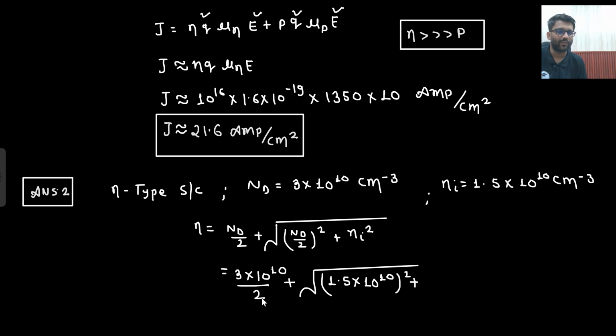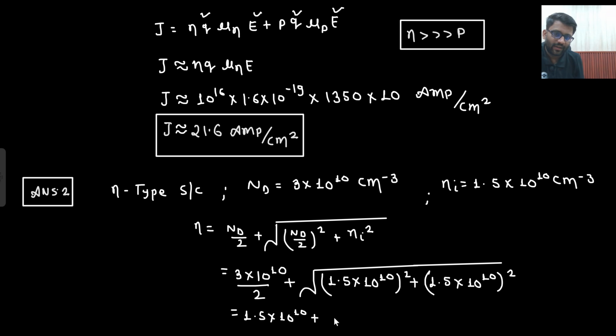3 by 2, what would that be? 1.5 into 10 to the power 10. And what is the value of Ni square? That will also be same. Basically, Ni here is equal to Nd by 2. So from here you could directly see that I could have taken Nd by 2 under root 2. So Nd by 2 into 1 plus under root 2, that would be the answer. But yeah, let's solve in this manner. 1.5 into 10 to the power 10 whole square, right? So from here what I will be getting, this will be 1.5 into 10 to the power 10, and from here I can take 1.5 into 10 to the power 10 into under root 2, right?